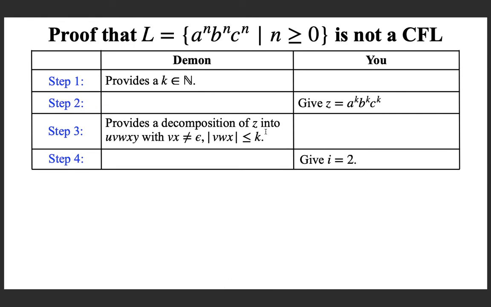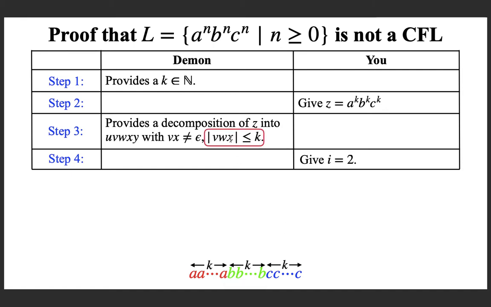Now suppose you select the value of i as 2. This is a particular game, and note that this is the string that you have selected: k number of A's, k number of B's, followed by k number of C's. There are many cases to consider.